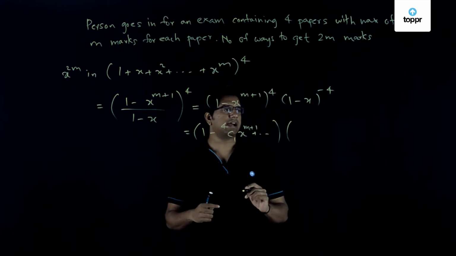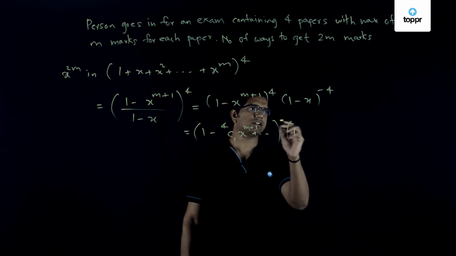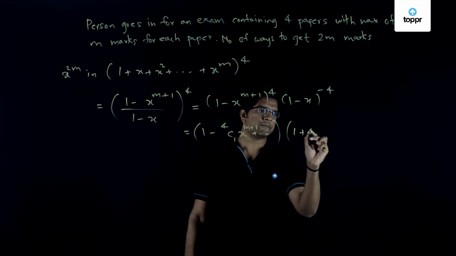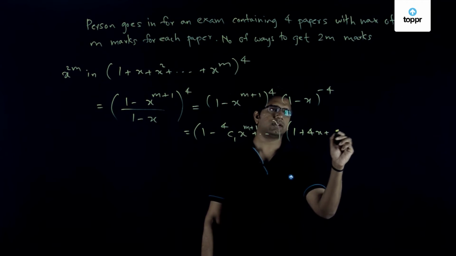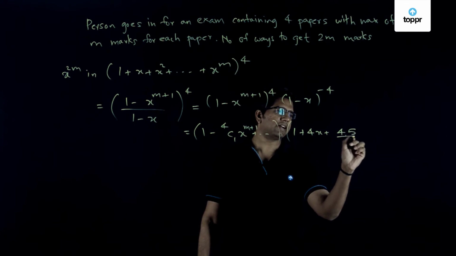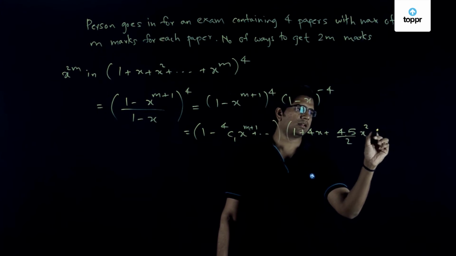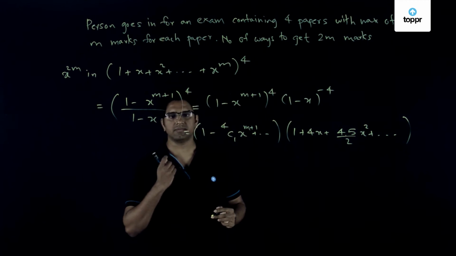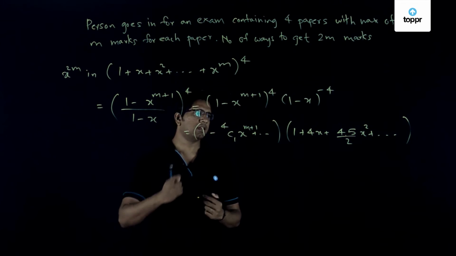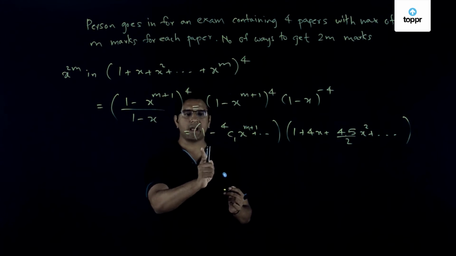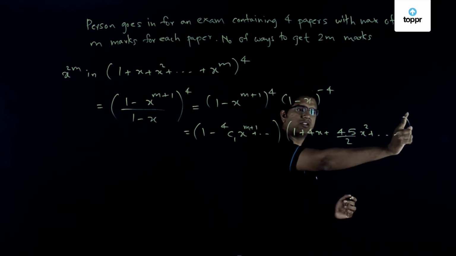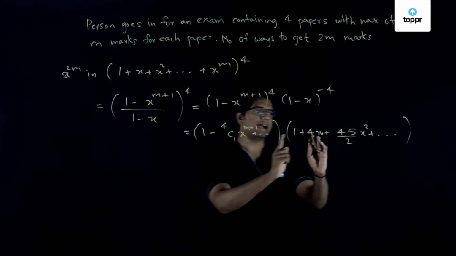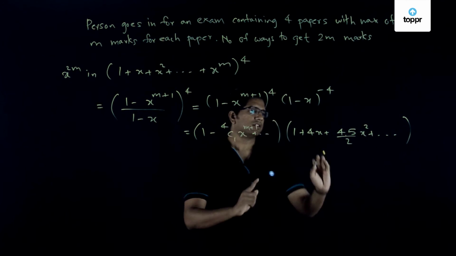In this, we have the well known formula: 1 plus 4x, all the coefficients being positive, plus 4 times 5 divided by 2 x square and so on. There are several other terms. Now when we take the product of these two, we need to find which terms can give us x power 2m. Of course, there is the possibility of 1 multiplied by x power 2m from here, that is the first case, and the other case is x power m plus 1 from the first factor and x power m minus 1 from here.